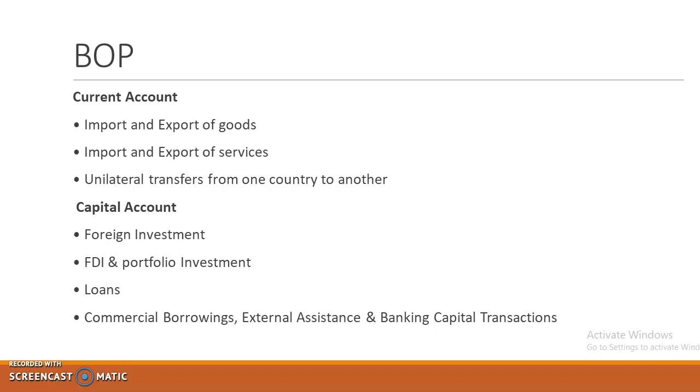And capital account deals with two items mainly. One is known as foreign direct investment. Foreigners come to India, set up facilities, manufacturing facilities, and they have some control over the affairs of the business. Such kind of business is known as foreign direct investment.